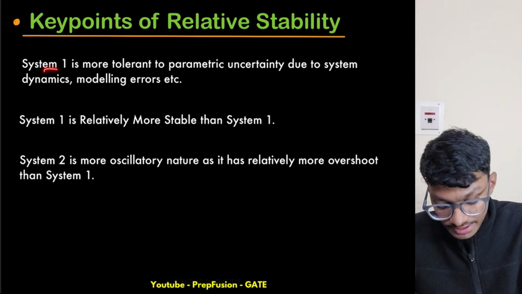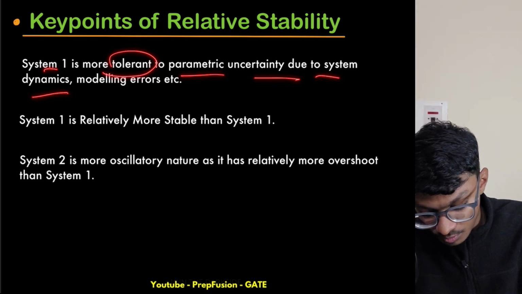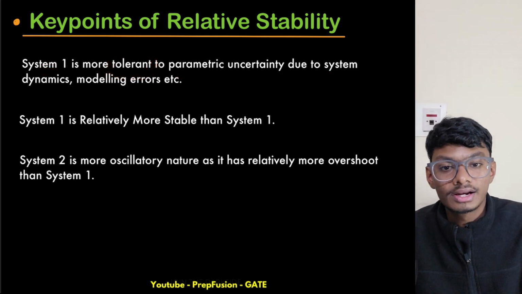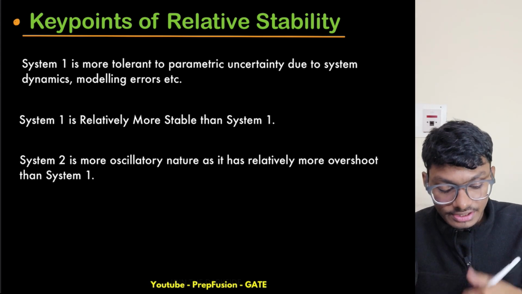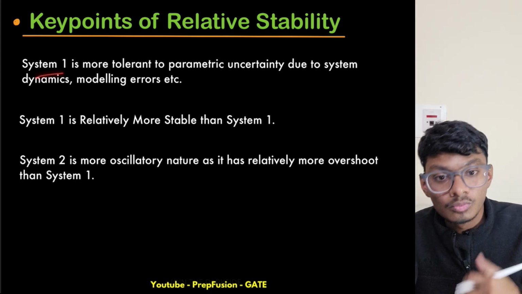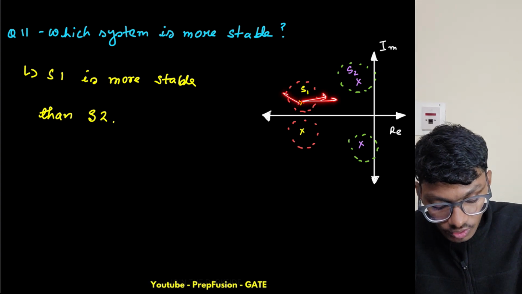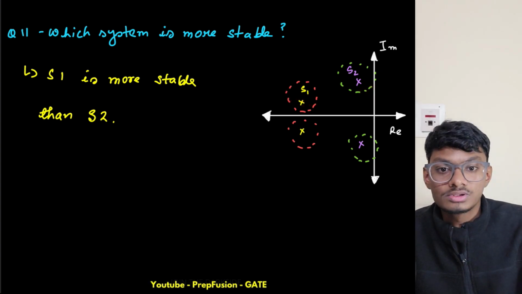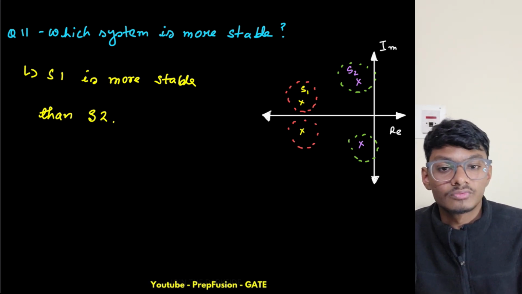Okay, I'll just read out the key points, you will understand. System 1 is more tolerant to parametric uncertainty due to system dynamics and modeling errors. So if there are errors in system modeling dynamics, there will be some uncertainty, some variation, and system 1 is more tolerant to that. Even if the error is larger, it isn't crossing the imaginary axis, so my poles are still on the left hand side of my S plane, and my system will still be stable.